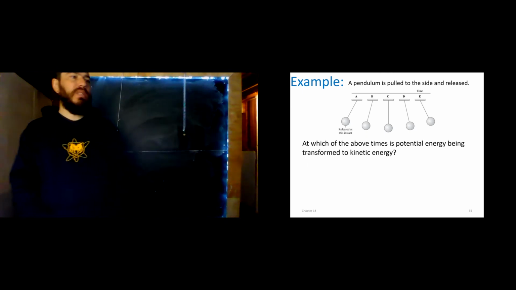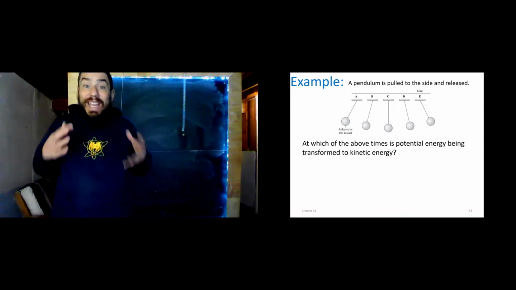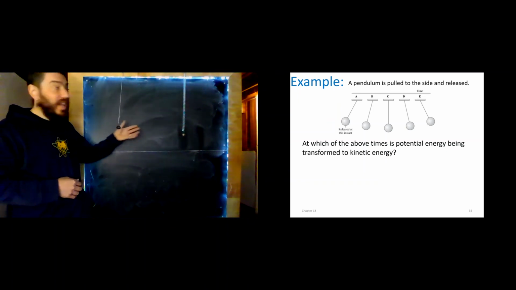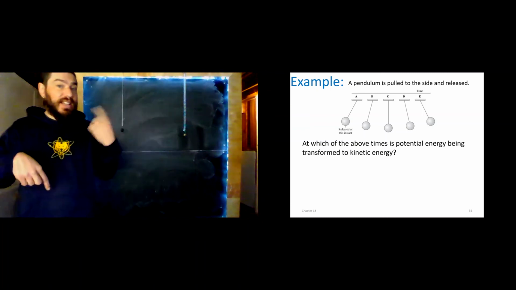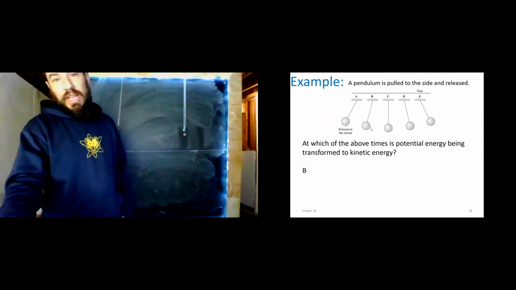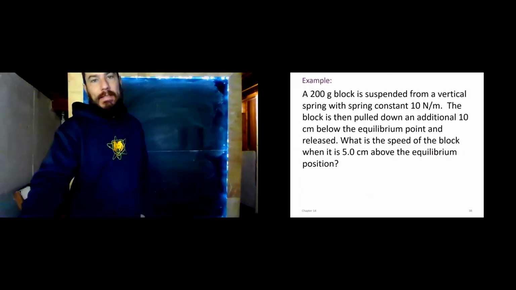At which of the above times is potential energy being transformed into kinetic energy? Okay, here we're looking for when is the object speeding up? Right? When is its potential energy decreasing and its kinetic energy increasing? Well, I think at point B, it is speeding up. D is often tempting for students, but notice at D, the object is slowing down.